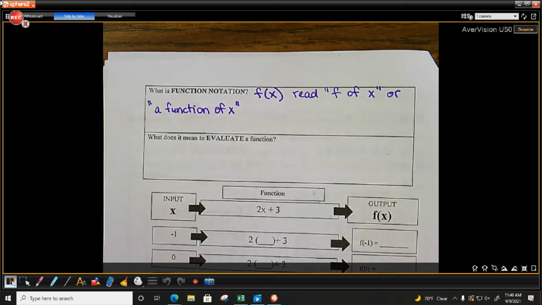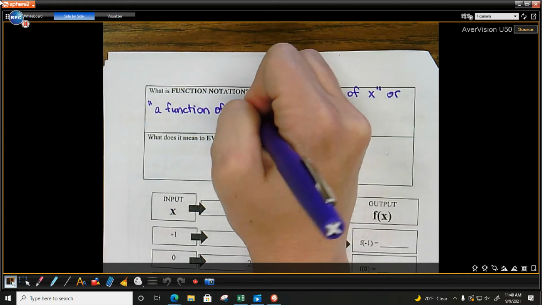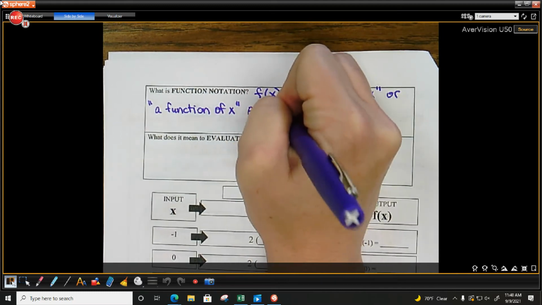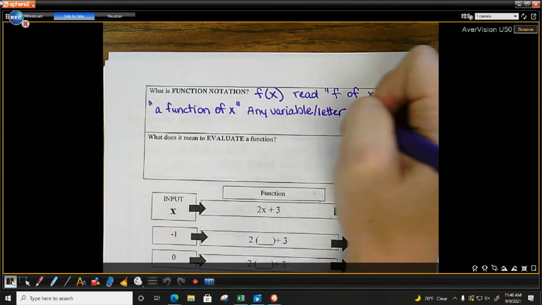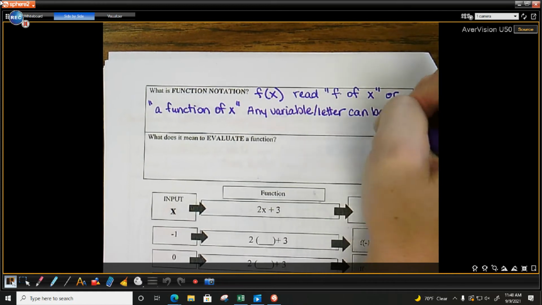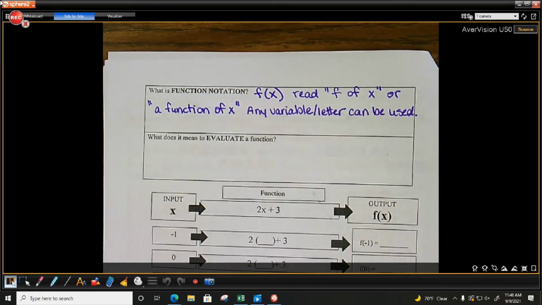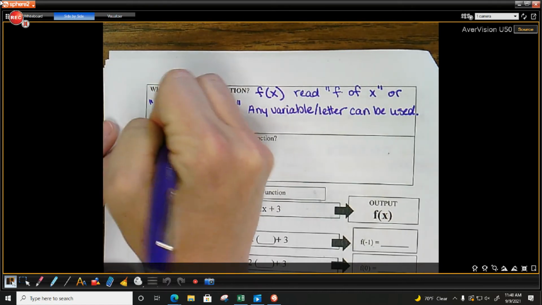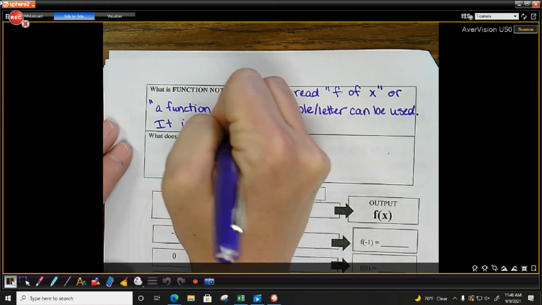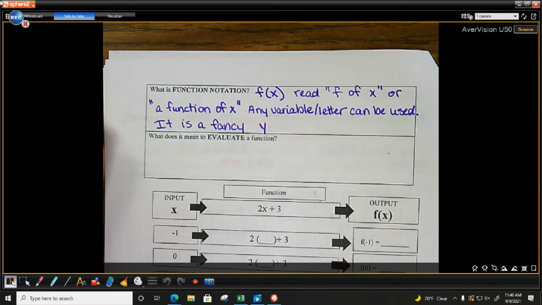Okay? Any variable or letter can be used. So what that means is I could say g of x, h of x, k of x, l of x, m of x. All of those mean function notation. Okay? All f of x is, is a fancy y. F of x is just a fancy way to say y.